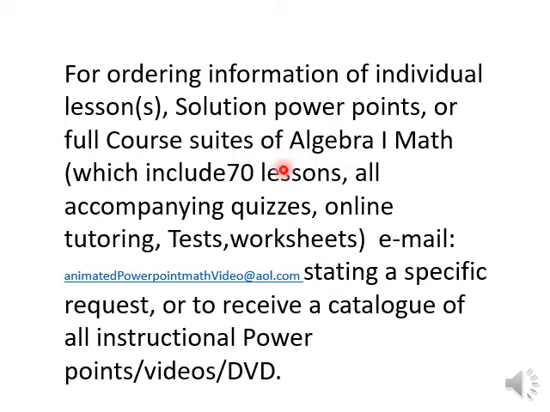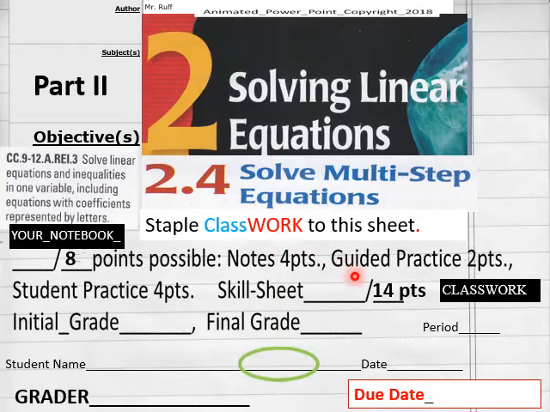Hey everybody, get ready to do lesson 2.4 classwork part 2 today for Algebra 1 Math. On your classwork sheet, you have 14 points. Have that out and ready to go. And you have 8 points to go into your notebook or your notebook guide. Part 2 here of solving multi-step equations. Students, put your name, date, and period here.